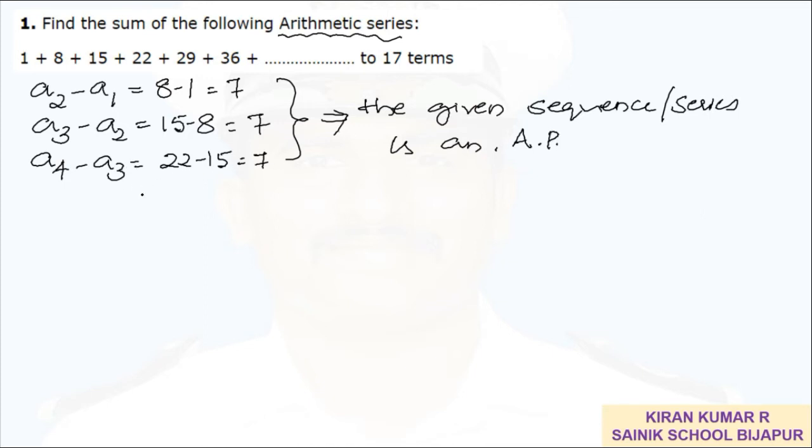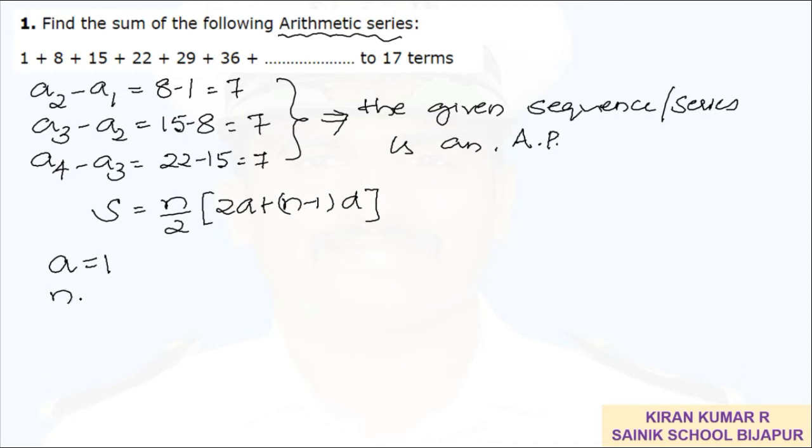Since it is an arithmetic progression, I can use the formula S is equal to n by 2 times of, should I use a plus l? No, I shouldn't, because I don't know whether the last term is given. Since the last term is not given, I would like to use the formula 2a plus n minus 1 into d. Here, I would like to substitute the first term as 1, the number of terms as 17, and the common difference as 7.